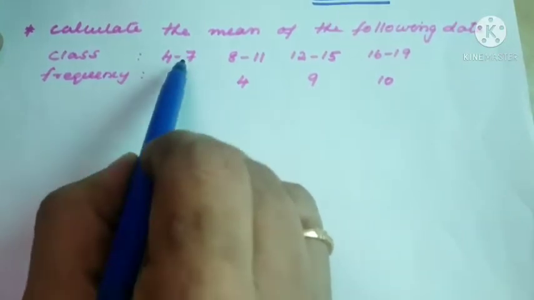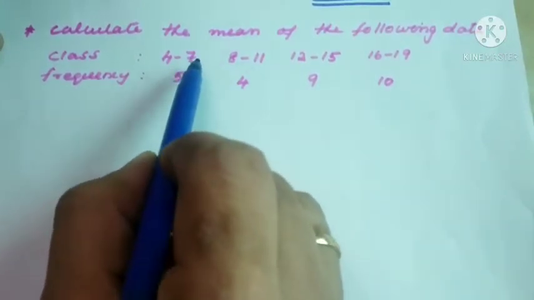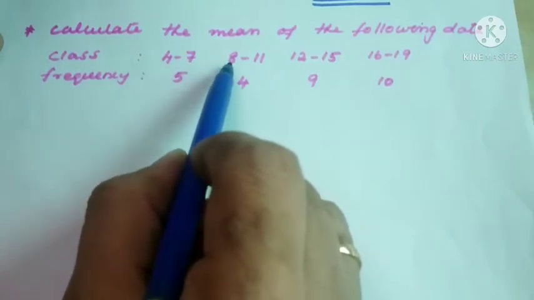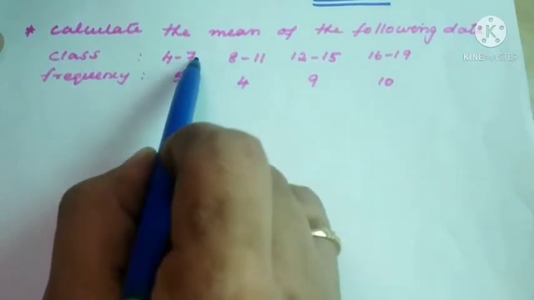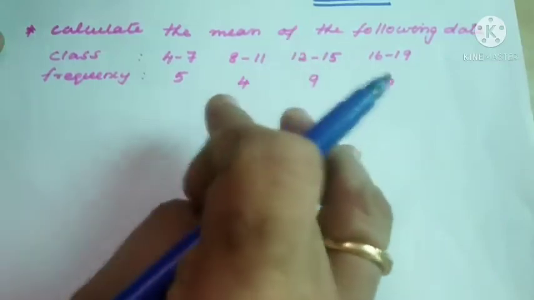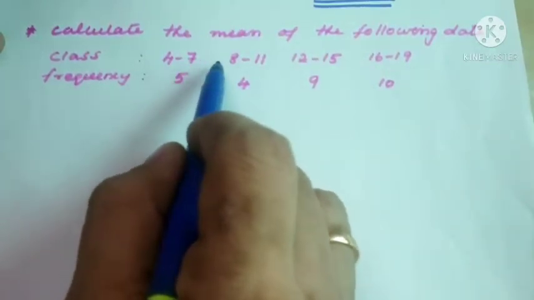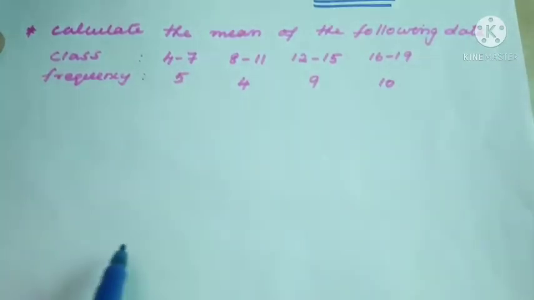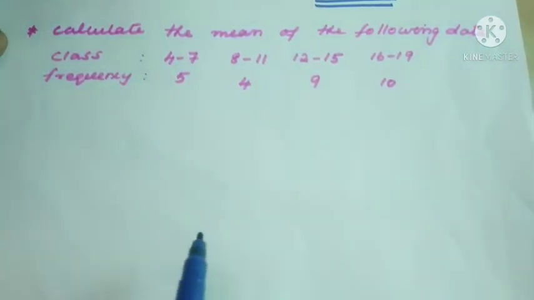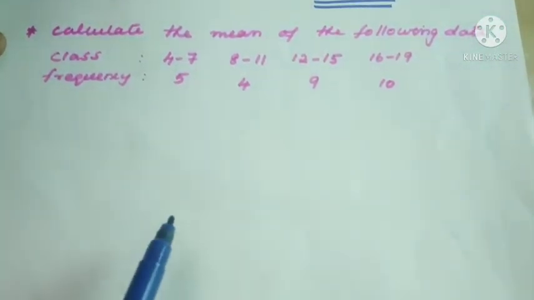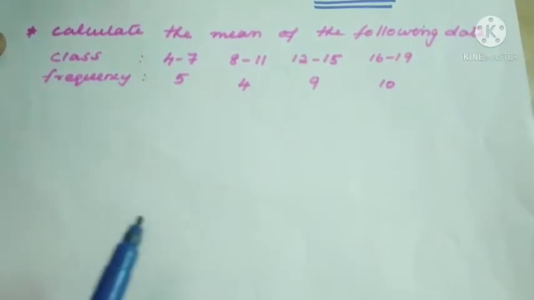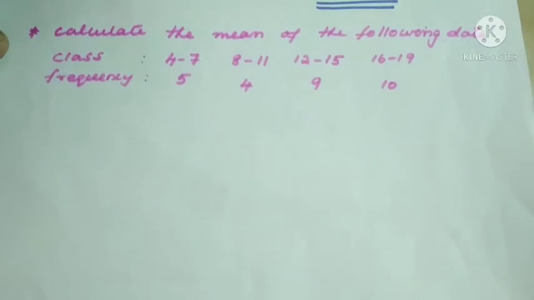But the problem is that it is not continuous. After 7 it is starting from 8. So 7.5 is not included, 7.25 is not included, like that. Whatever the data is in between 7 and 8 is not included. That is why this type of class interval we should convert into exclusive type. That means the upper limit is excluded.